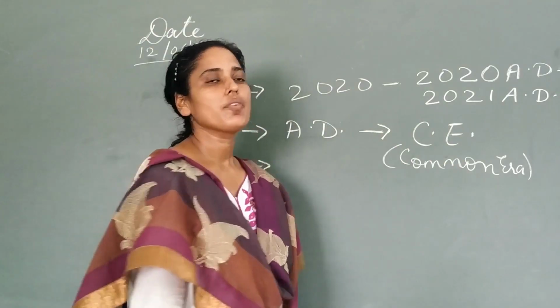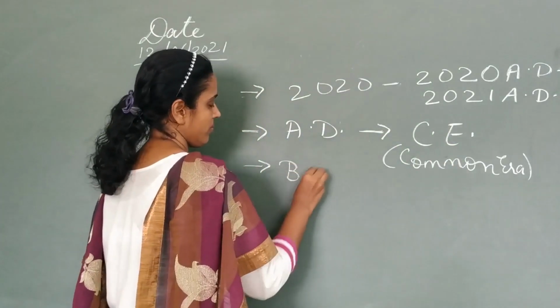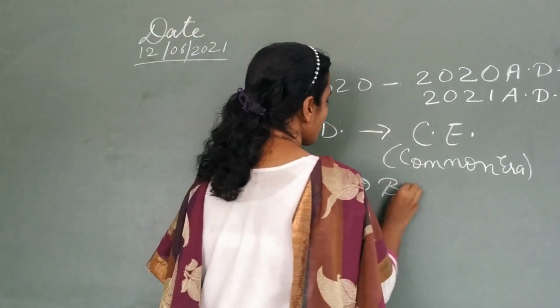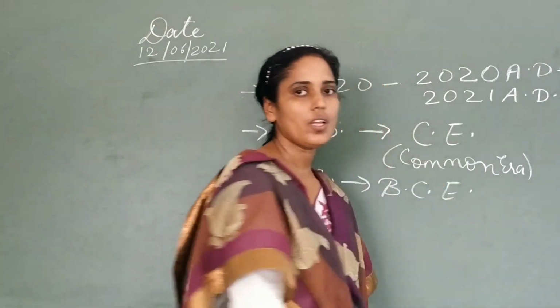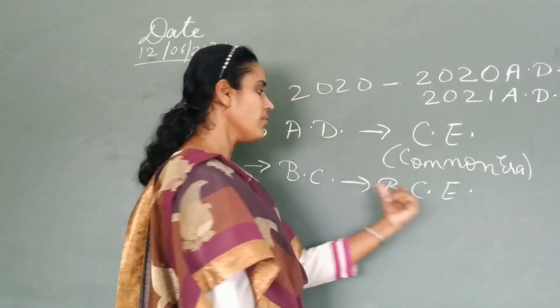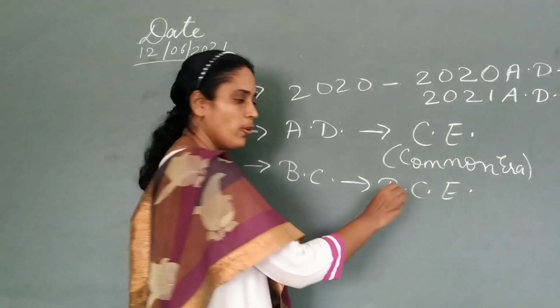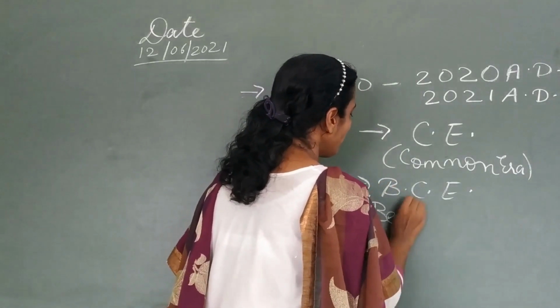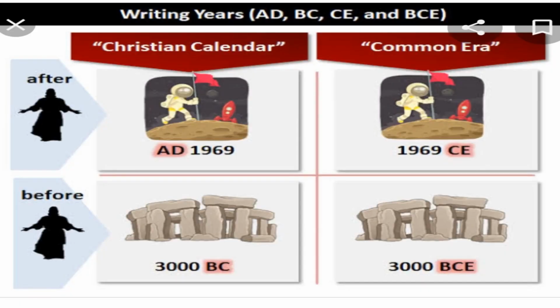And instead of BC, we write BCE. Okay, instead of BC, we write BCE. The full form is before common era. Okay, you may be confused here. BC was used, but nowadays BCE is also used for that. That is before common era.